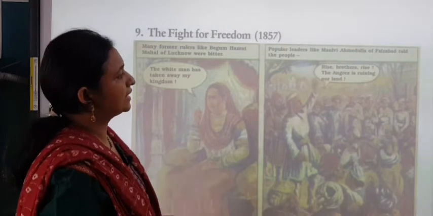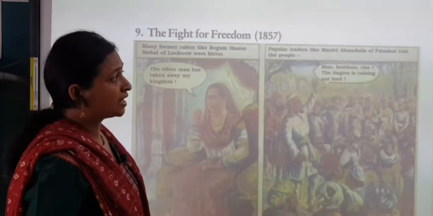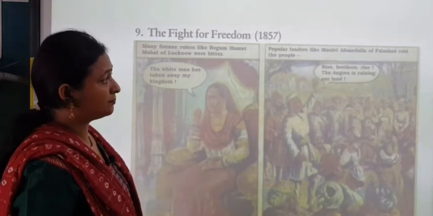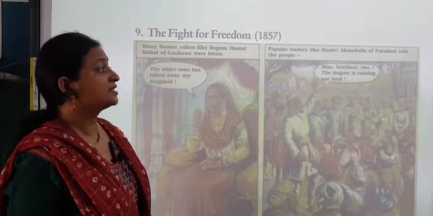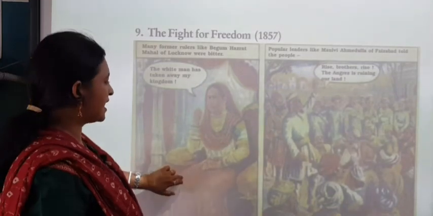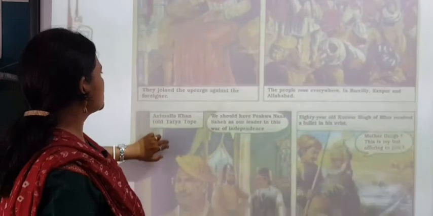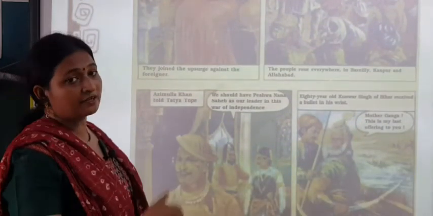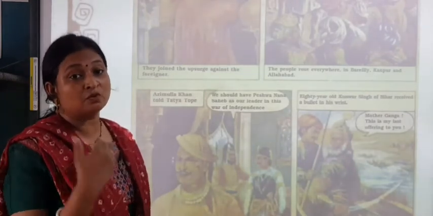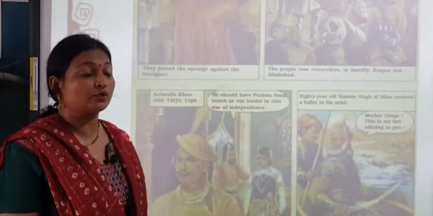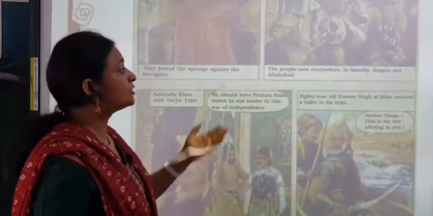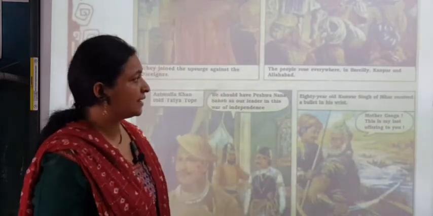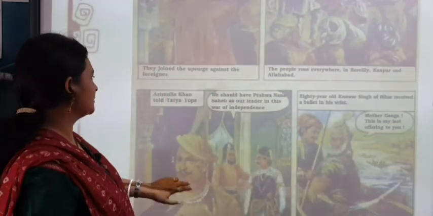Popular leaders like Maulvi Ahmadullah of Faizabad told the people, rise brothers, rise, the Angrez is ruining our land. They joined the upsurge against the foreigner. Okay, it was increasing, people having the same opinion were increasing now. The people rose everywhere in Bareilly, Kanpur and Allahabad.